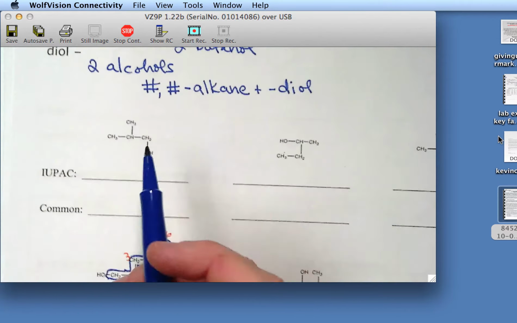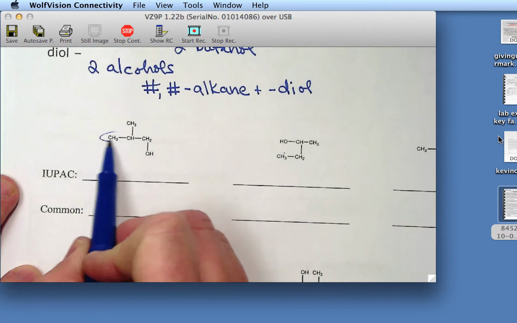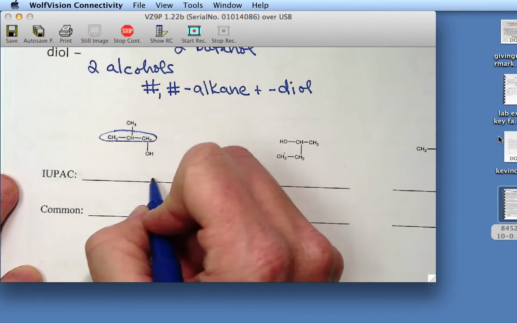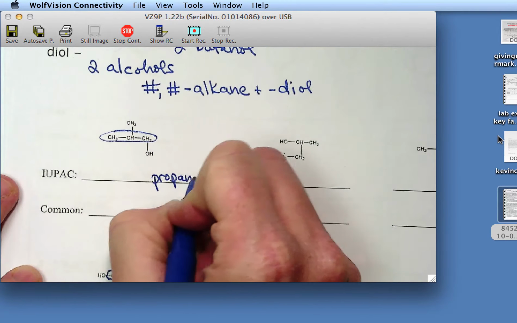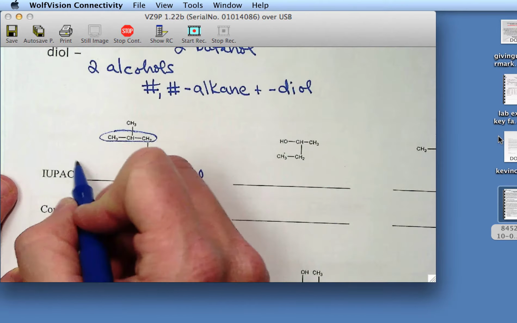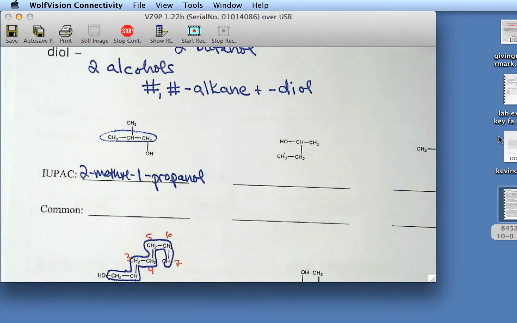All right, this one up here, what do you want to do first, IUPAC or common? IUPAC, okay, longest continuous chain of carbons would be 3, propanol. And where is that alcohol? First, so it's 1-propanol. And then you have a methyl group coming off the second carbon, so it's 2-methyl 1-propanol.